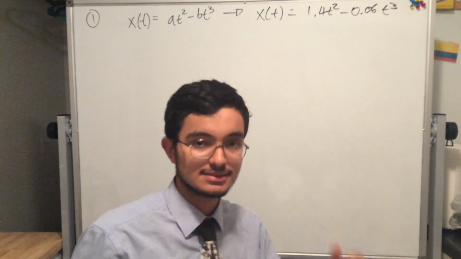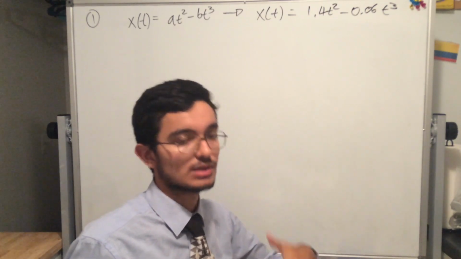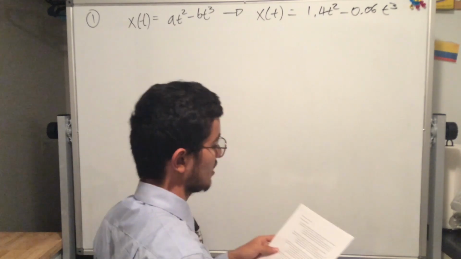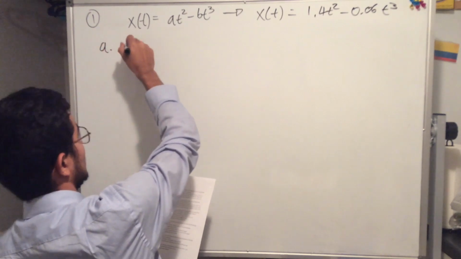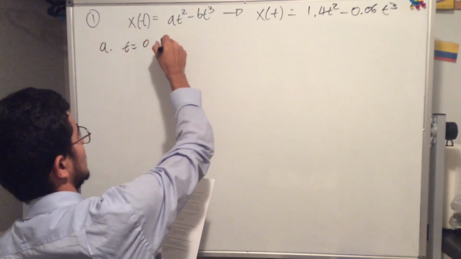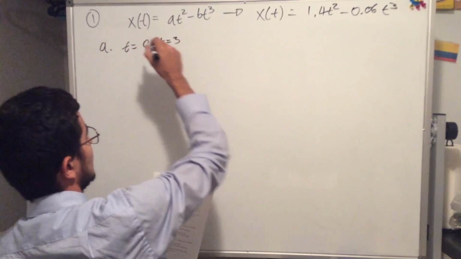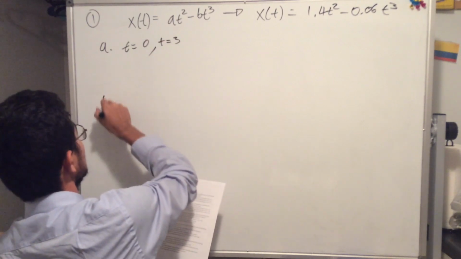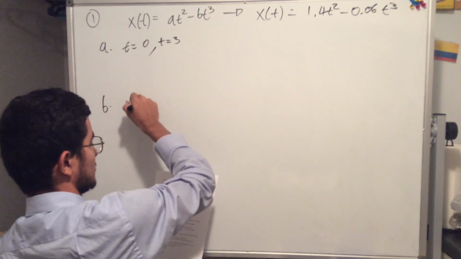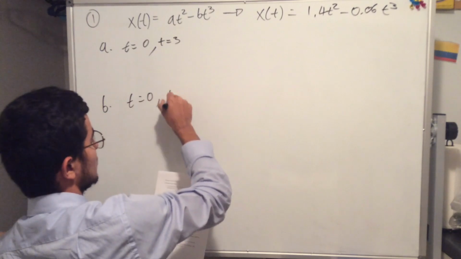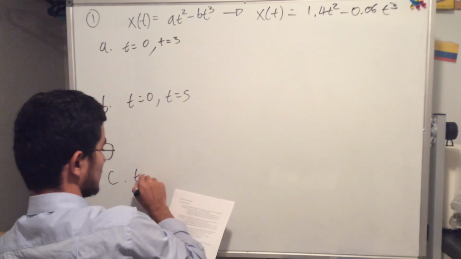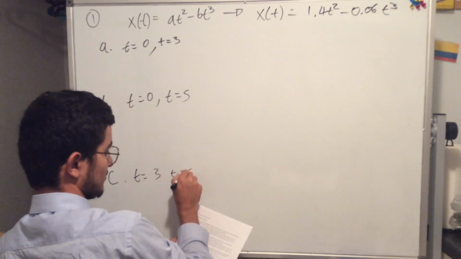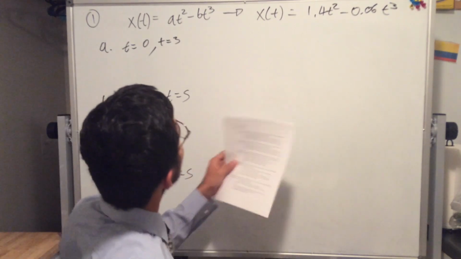Now for the A, B, and C, we're just going to calculate average velocities given the time intervals. So we're going to go ahead and do time intervals from t equals 0 to t equals 3. And B is from t equals 0 to t equals 5. And C is from t equals 3 to t equals 5 seconds.